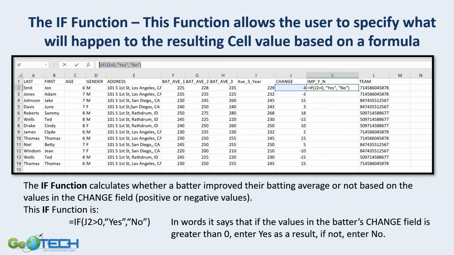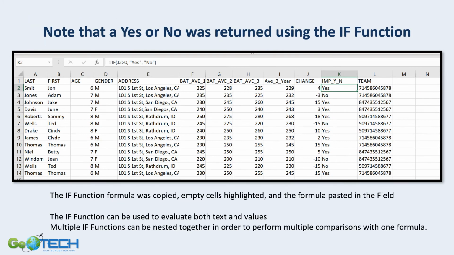So in words, it says that if the value in the batter's change field is greater than 0, enter yes as a result. If not, enter no. So this is an easy way to fill in a field without having to type it each time. Again, it's a copy-paste. So here we have them, yeses and nos, whether they improved or didn't improve. Just note that IF functions are pretty powerful. You can nest more than one function together, IF functions, and you can have multiple comparisons just using one formula.